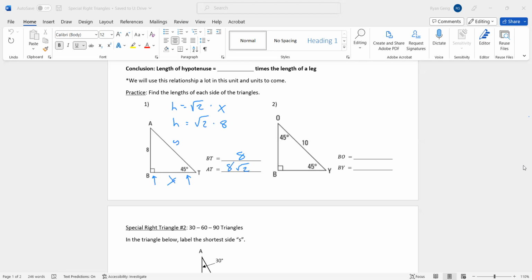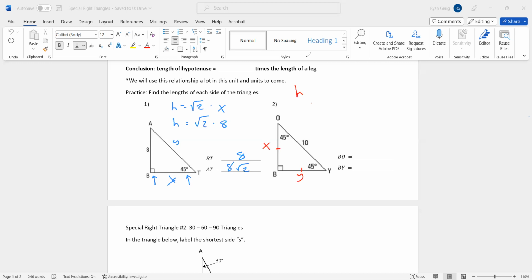Okay. On the next one, a little trickier because in this one, I did not give you a leg. I gave you the hypotenuse. Call this x and call this y. We're looking for those two sides. Good news is we know that those are equal because it's a 45, 45, 90. Right? So let's go ahead and find it.